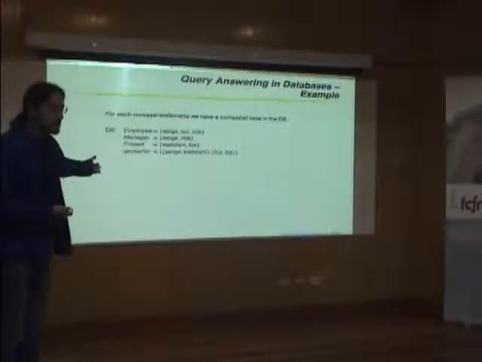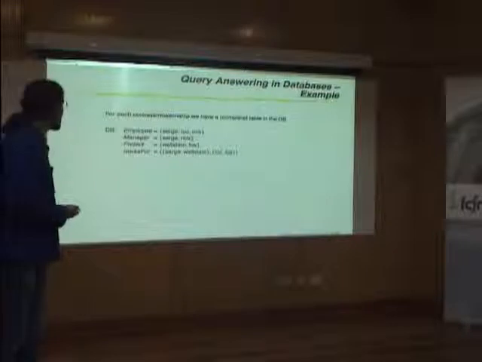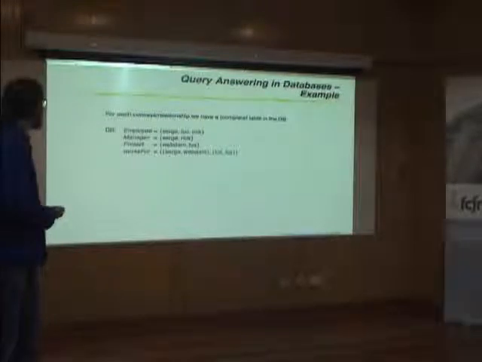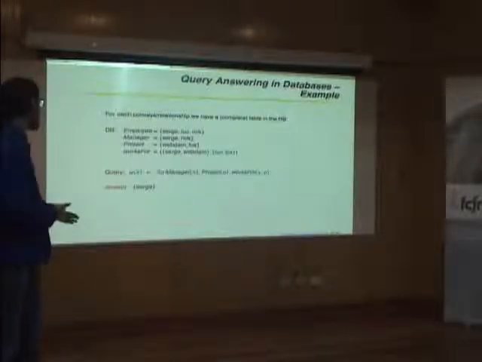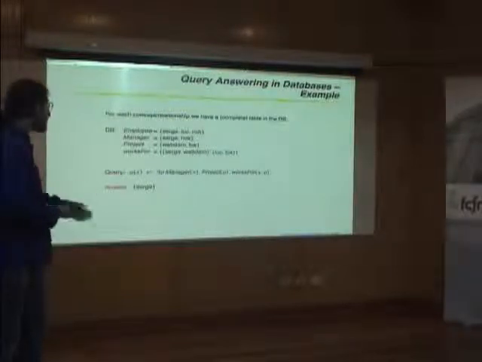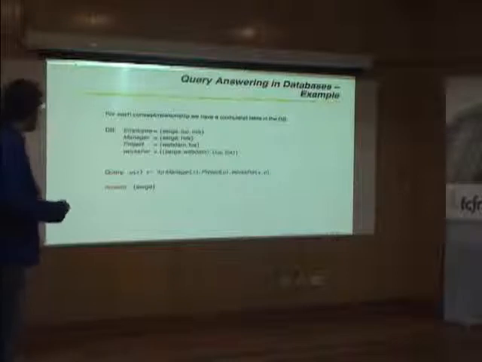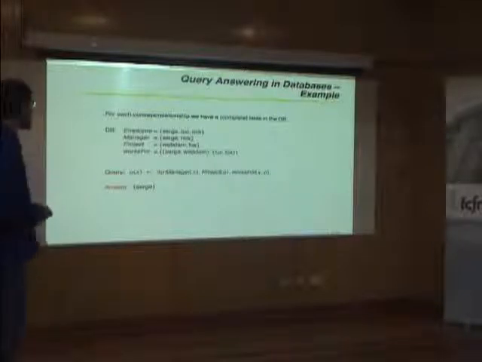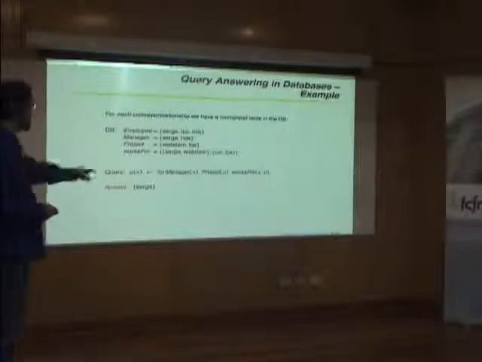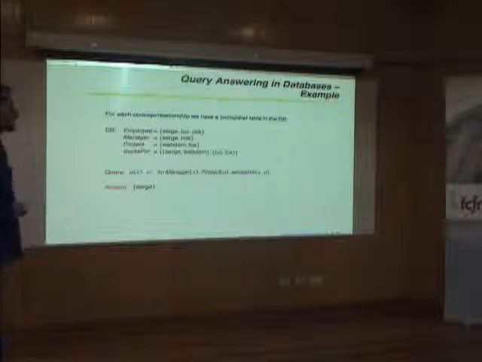When we want to query this information, we forget about the schema. We want to know whether there is some manager who works for some project. We ask this conjunctive query with one distinguished variable, for the manager, over this database, and we obtain an answer set.